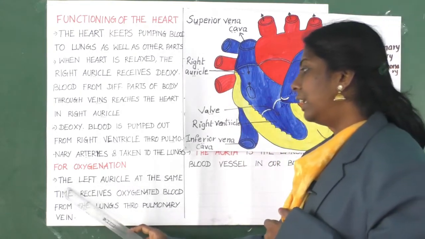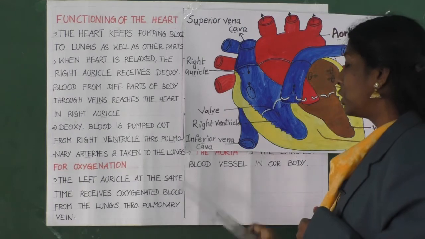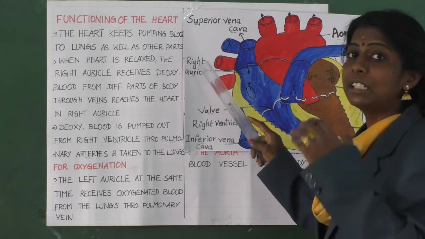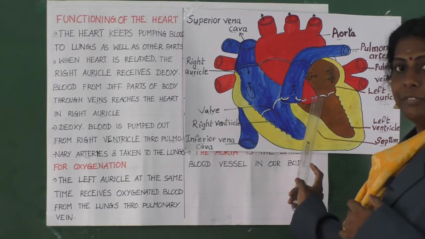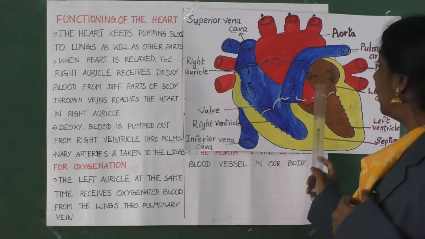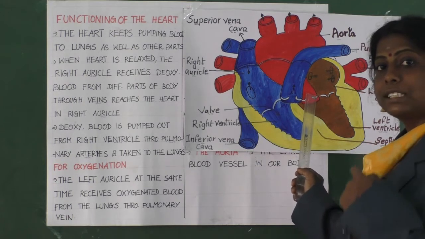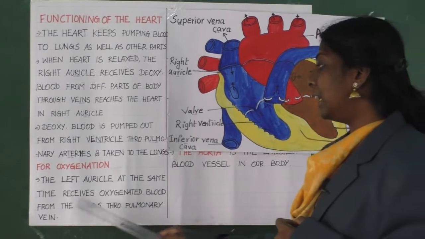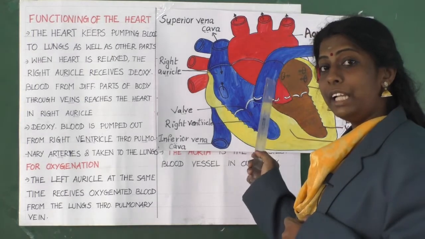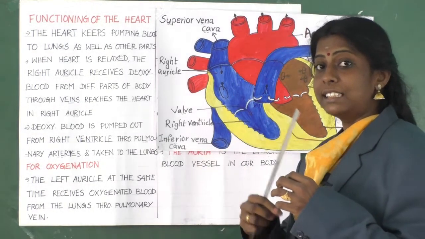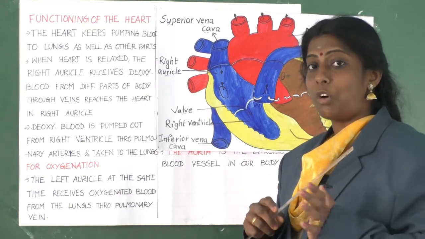Clear? Then, the left auricle at the same time receives oxygenated blood. As this right auricle receives deoxygenated blood, this left auricle, you can see here, will receive oxygenated blood from the lungs. Is that clear, children? When the blood is passed into the lungs, it is in a deoxygenated form. Then, when it is coming out from the lungs, the blood is oxygenated.